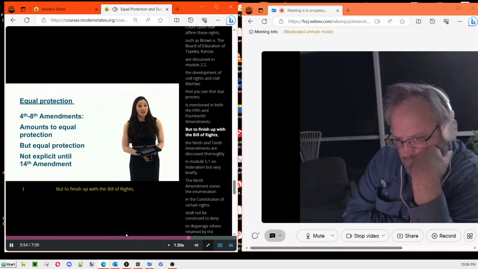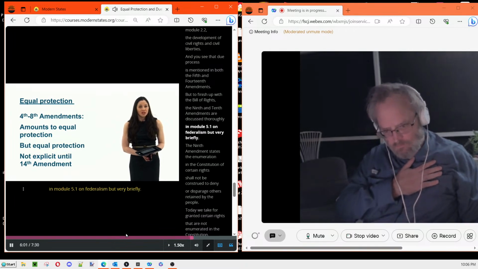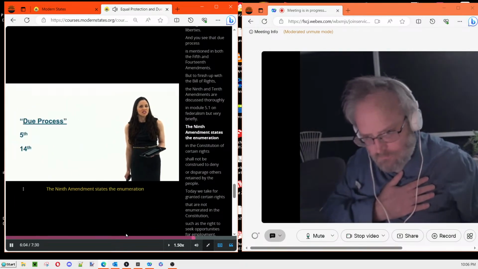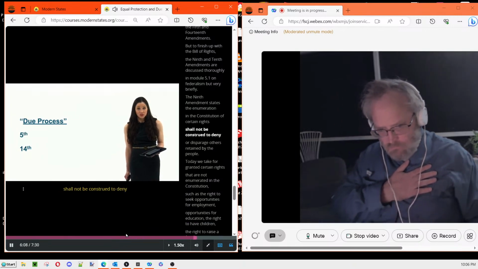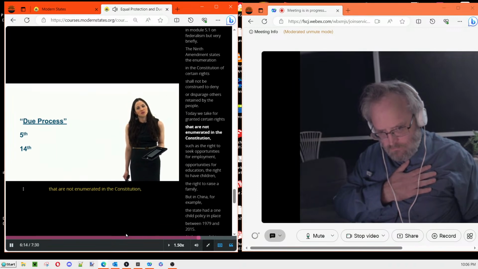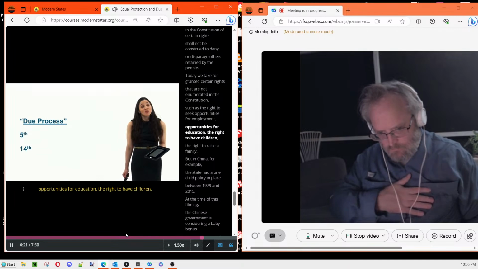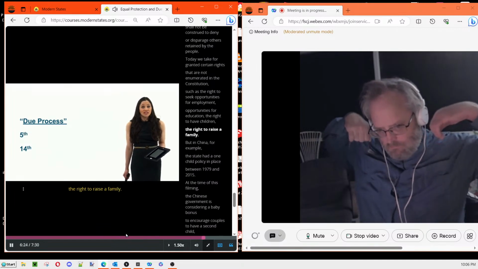But to finish up with the Bill of Rights, the 9th and 10th Amendments are discussed thoroughly in Module 5.1 on federalism. But very briefly, the 9th Amendment states, the enumeration in the Constitution of certain rights shall not be construed to deny or disparage others retained by the people. Today, we take for granted certain rights that are not enumerated in the Constitution, such as the right to seek opportunities for employment, opportunities for education, the right to have children, the right to raise a family.